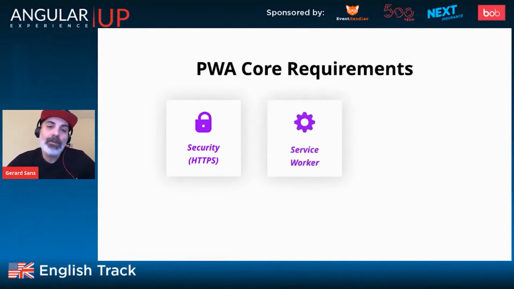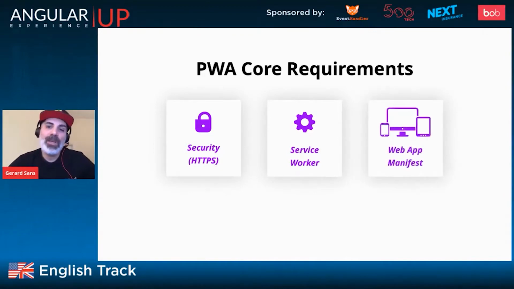The next thing we will be looking at is the service worker. And the service worker will allow you to run your app offline. So that will be the main responsibility for it. I will show you how the service worker works for your app, but that's something that we need to take into account. The next thing will be what is called the web app manifest.